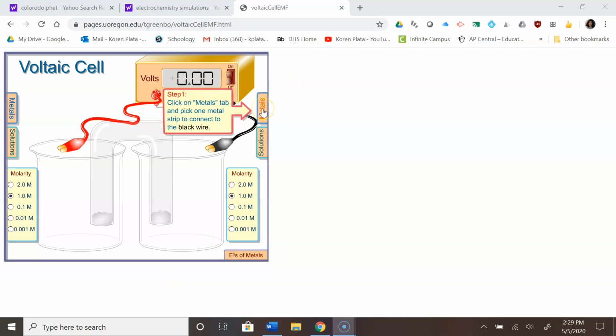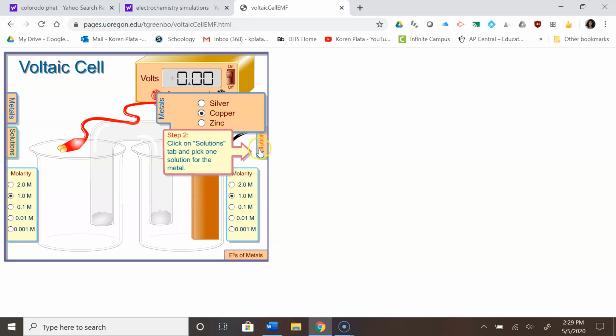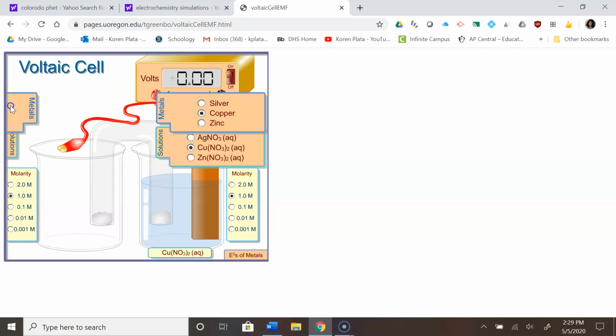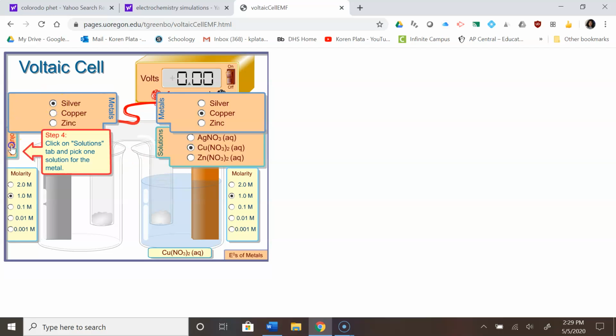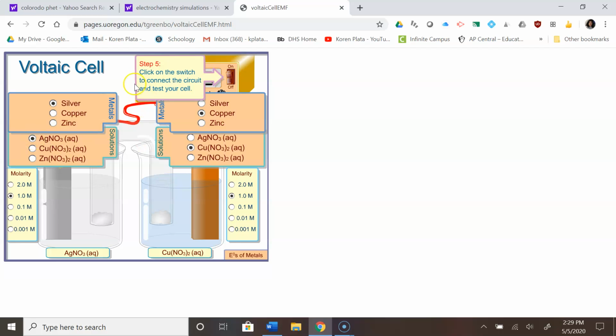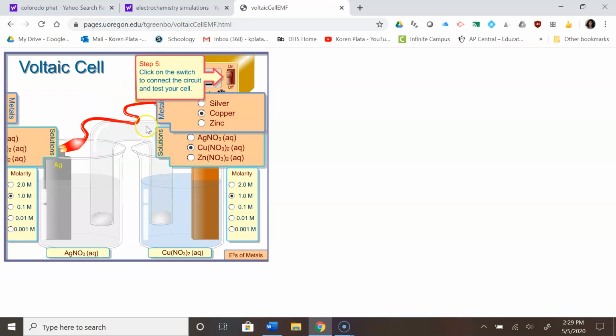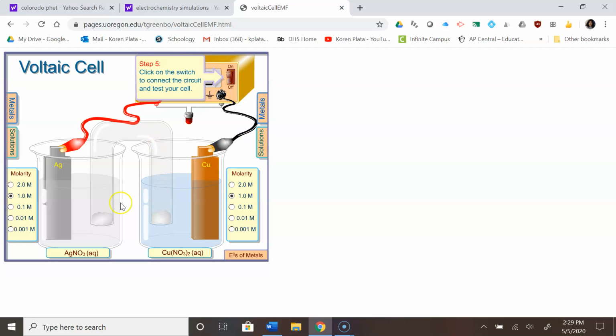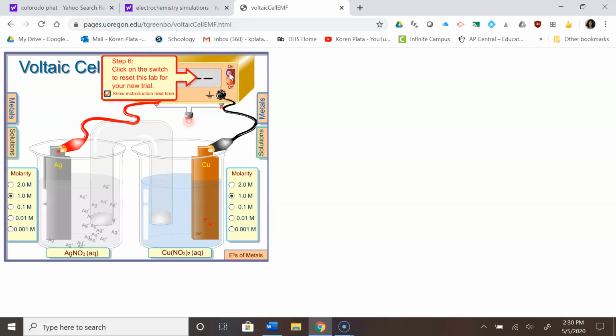So to do our simulation, we're going to select a metal as well as a solution. So I'm going to put copper in the right side. I'm going to put silver in the left side. Okay, and close those back up so we can see everything that's going on. Going to keep the concentration at 1 molar because that's standard, so the numbers we should get should coincide with the voltage that you calculate in your predictions. And then we're just going to turn the switch on and see what happens.